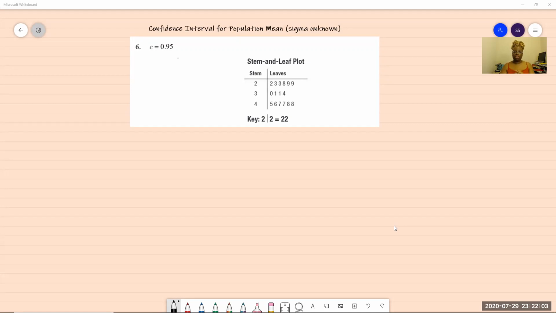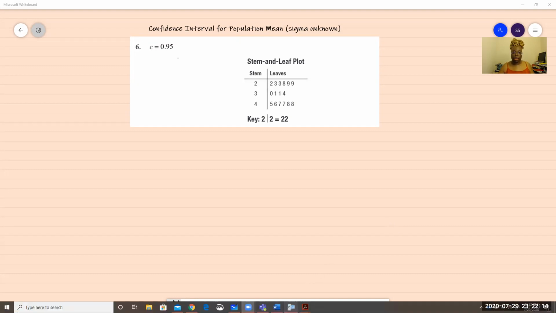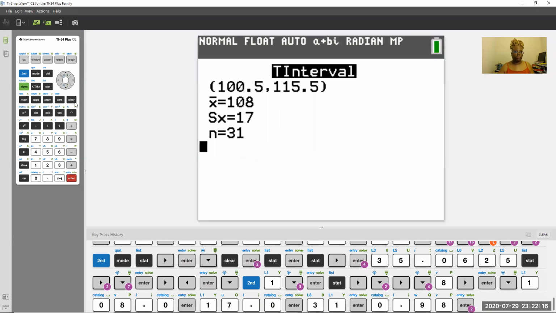So let's see what we need to do. The first thing we need is data. Data means information that we need to put into the calculator. So we're going to put this data into our calculator. Let's switch over to our calculator and talk about data.